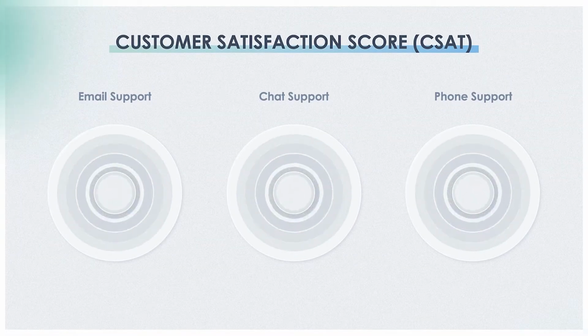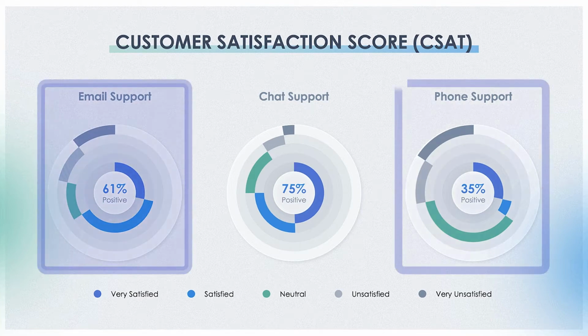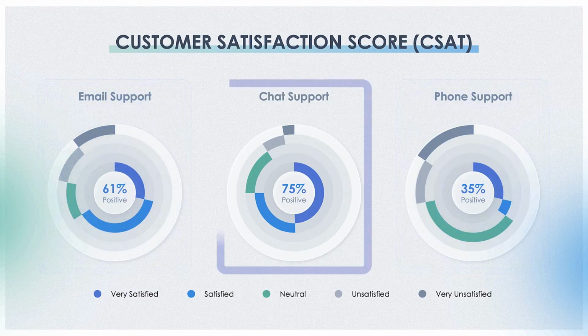Another effective way to quantify the customer relationship is with a customer satisfaction score. This score allows companies to see which methods or channels are most in demand. For example, according to these sample satisfaction scores, it would be wise to allocate fewer resources to email and phone support and allocate more to chat support.